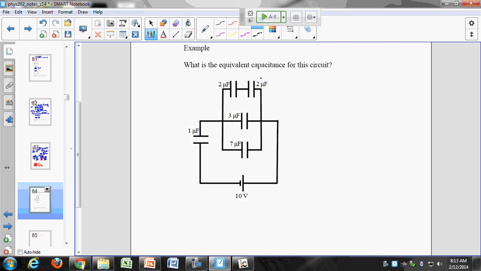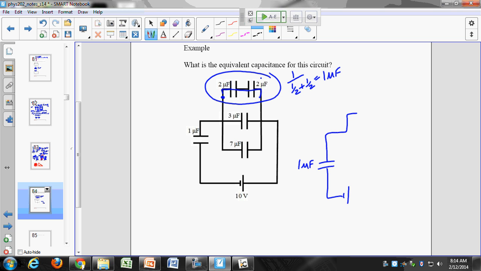The top, right. Look, these two are in series. It's a simple series circuit. If I pick a point and go through them, I find no breaks in there. But I have more than one capacitor, so I want to simplify that. When I have capacitors in series, I do 1 over 1 over 2 plus 1 over 2, and that's equal to 1 microfarad. So my circuit now will look like this. I'll have my 1 microfarad in series with 3 capacitors that are in parallel. This is going to be a 1, 3, and a 7.